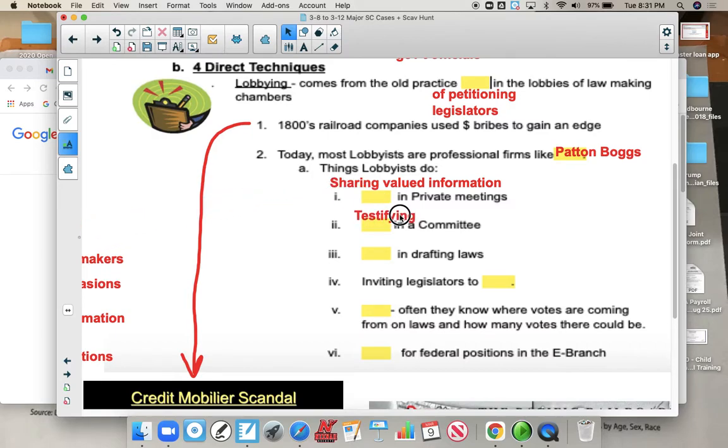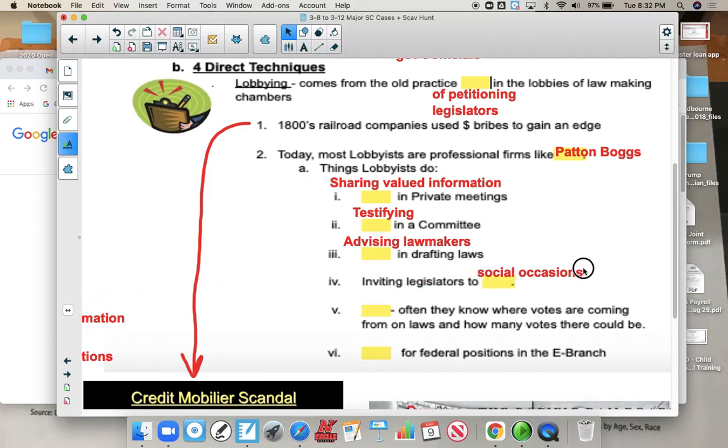They can testify in committees. This is something we haven't talked about, but it is giving evidence while a House or the Senate is studying a bill, for example, before it's a law, just basically sharing evidence why things are or are not needed. We have advising lawmakers in drafting laws. We've talked about think tanks and the information that they can generate to support a cause.